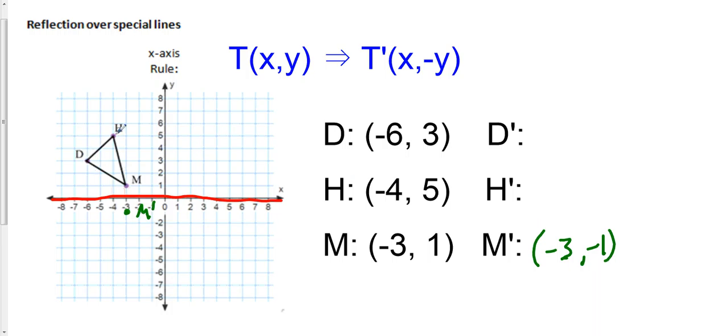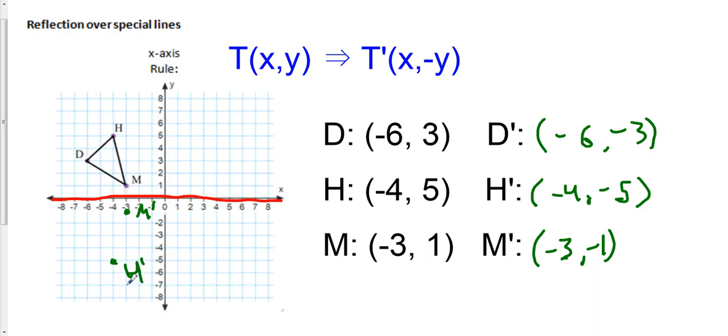So instead of doing that with D and H, I'm just going to use our rule and say that D prime should be at (-6, -3). Because this 3 was positive, it should be negative now. This H should be at (-4, -5). And we'll check and see if those do actually make a reflection. So if I go to -4 and down 1, 2, 3, 4, 5, right here should be H prime, according to our rule over here. And if I go to -6 down 3, that should be D prime, and these should make our new triangle. And that does actually make the reflection.